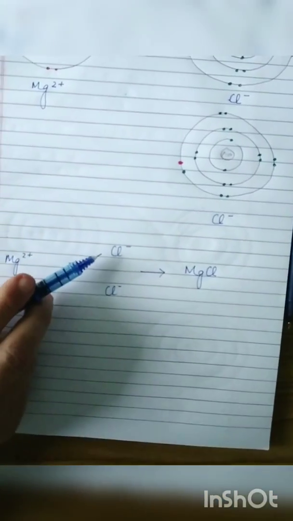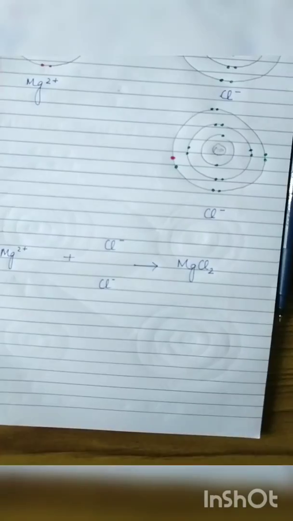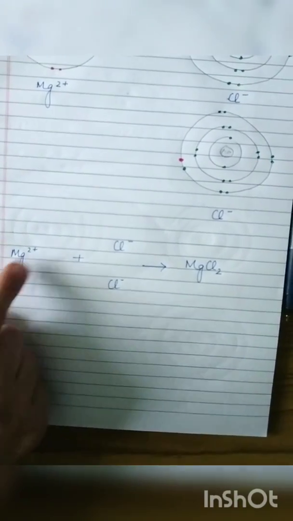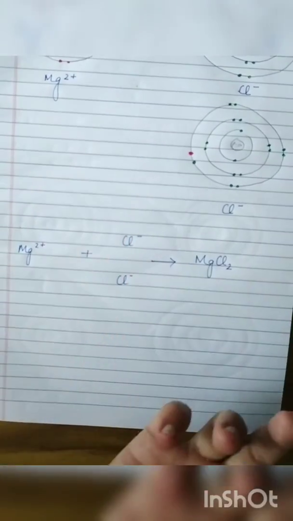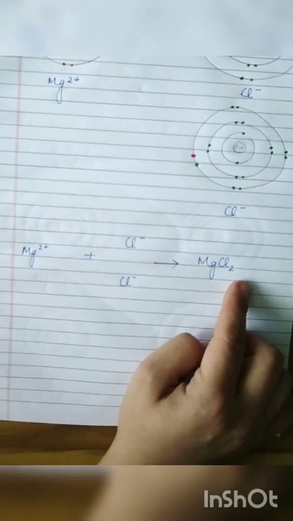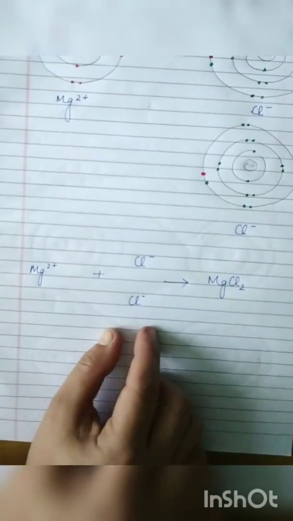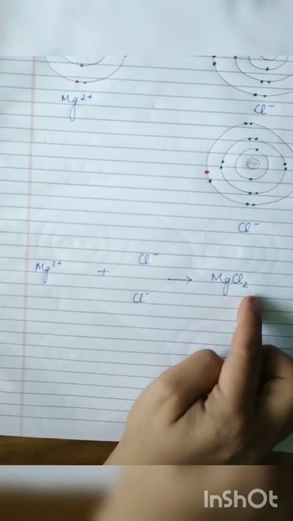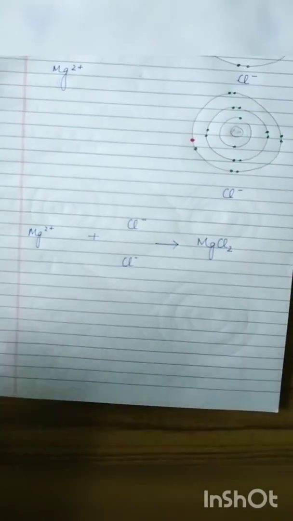MgCl. But how many Cl are there? 1, 2. So MgCl2. So magnesium reacts with two atoms of chlorine which later form ions to form magnesium chloride, MgCl2. So the magnesium ion reacts with two chlorine ions to form MgCl2. Cl2 because there are two chlorine atoms that have been used.